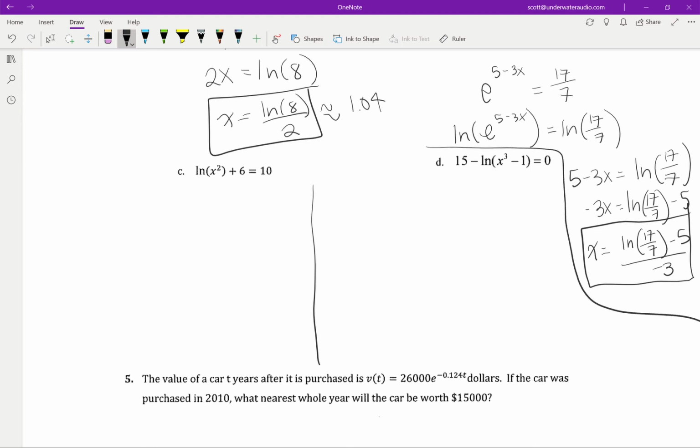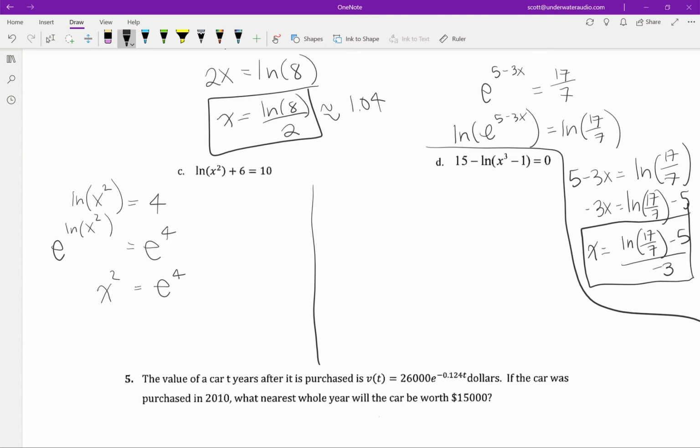Okay, number 7. So same thing as before. I'm going to try to isolate x by just chipping away at it. So I'll subtract 6 first. 10 minus 6 is 4. And then I need to get rid of the natural log, so I'll do e to the natural log of x squared on both sides. Do e to that power. Okay, and the e and the natural log cancel, and I just get x squared equals e to the 4th.